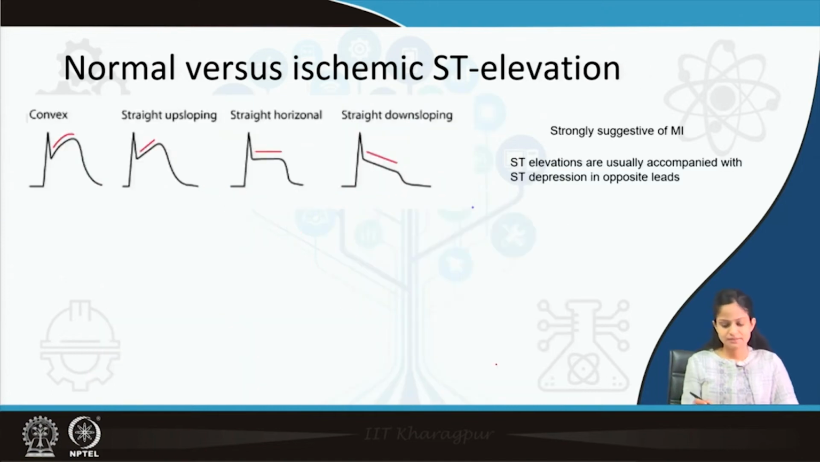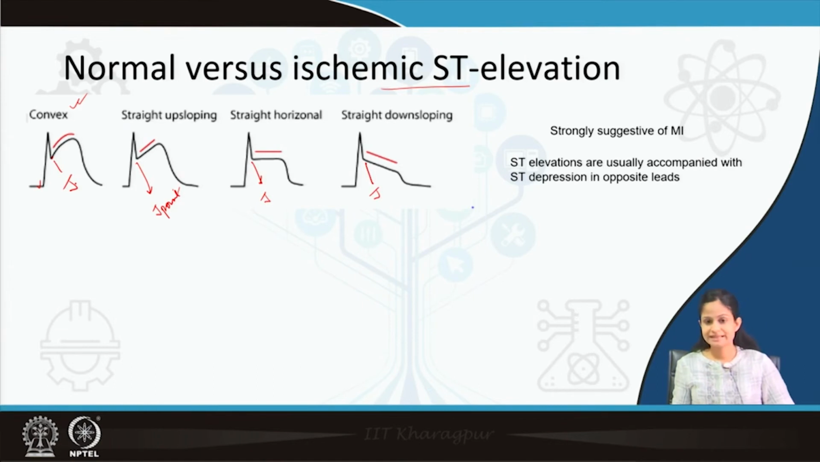Next, we see what is normal versus ischemic ST elevation. Whether the ST elevation is convex or not, these are all ST elevations. This is the baseline, this is the J point, and this is the J point in every case.